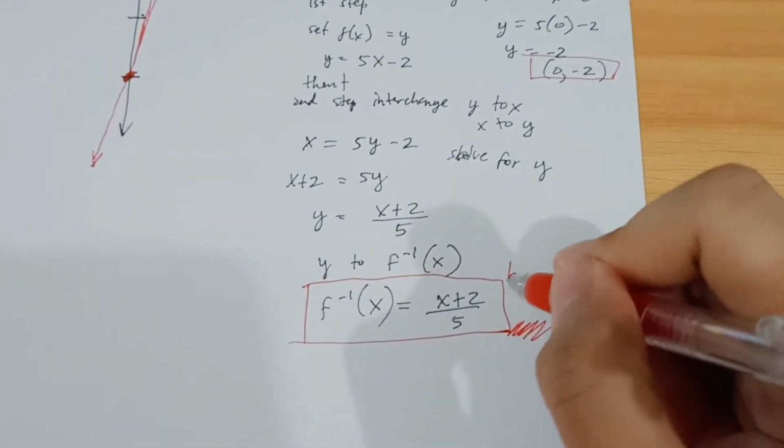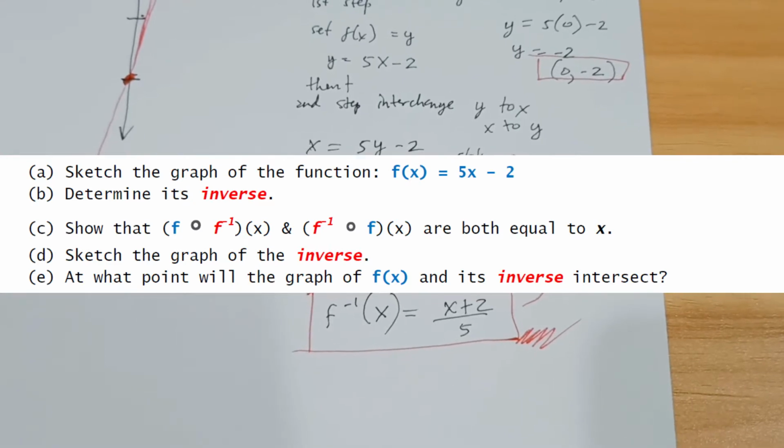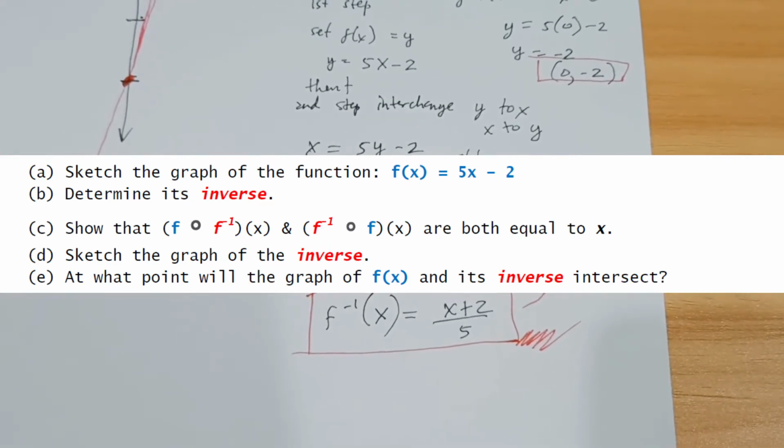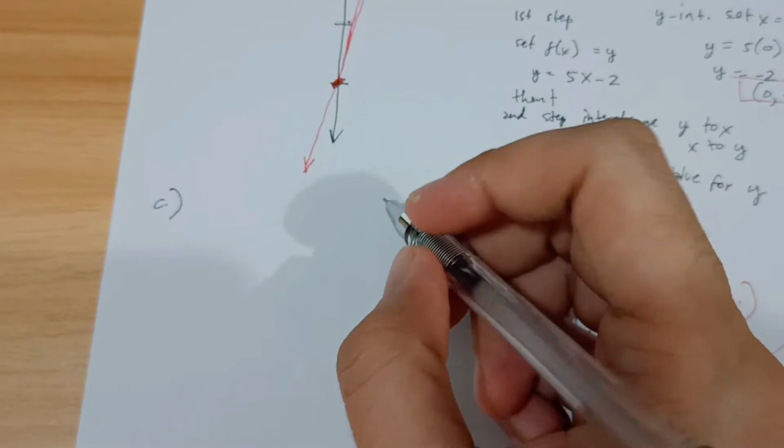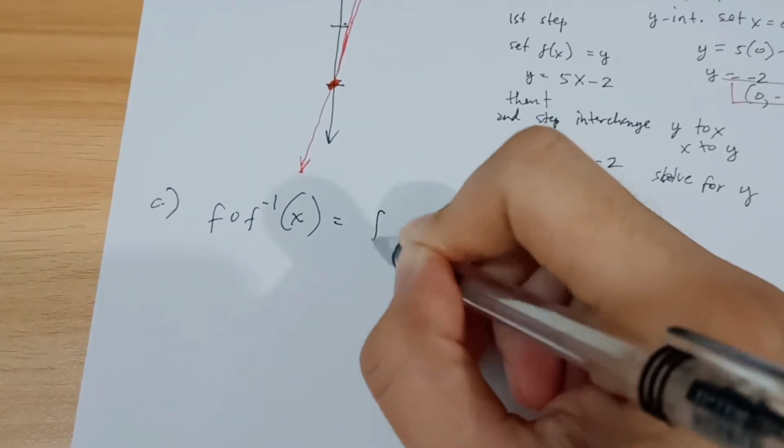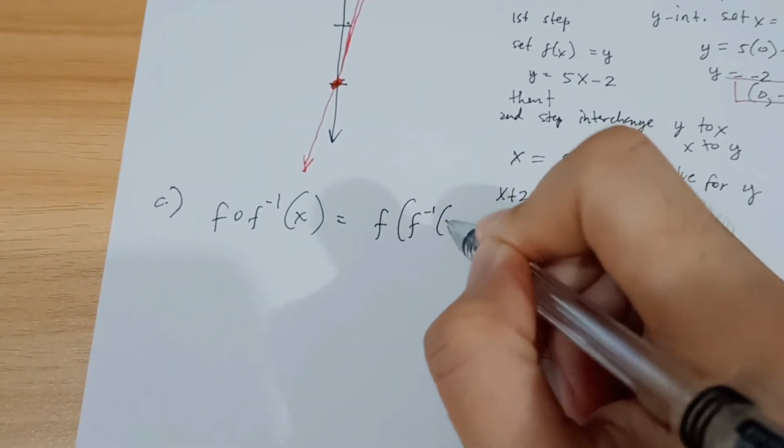Sa letter B. So sa letter C naman, show that f circle of inverse of f and inverse circle of f of x are both equal to x. So ito, composite function siya. So ito yung pang-prove natin na kapag nag-equal sa x yung composite functions niya, ibig sabihin, inverse siya talaga. Ito yun, letter C. So ang f circle of inverse, equal din siya sa f of inverse, ganyan.